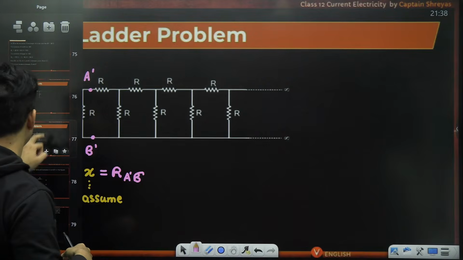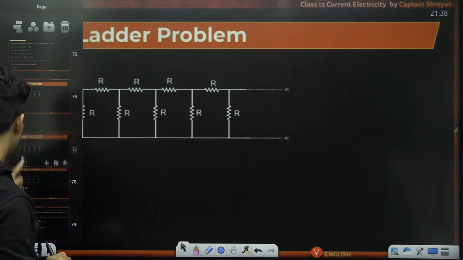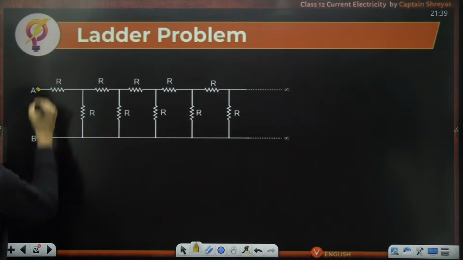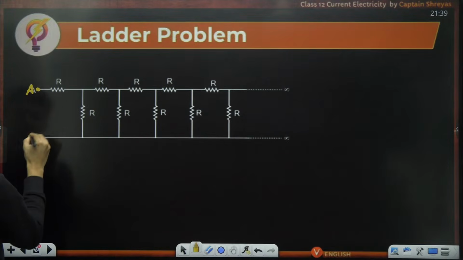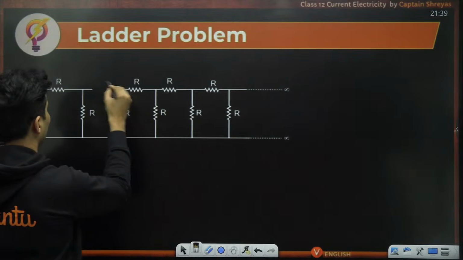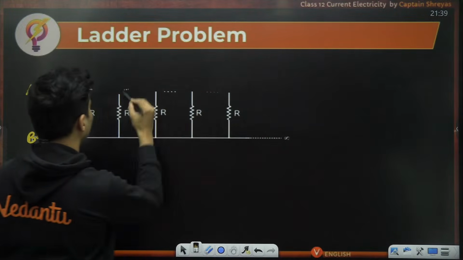So why not forget all the things ahead. This is A, this is B, this is A, this is B. Let me forget all the things which are there in the front completely.